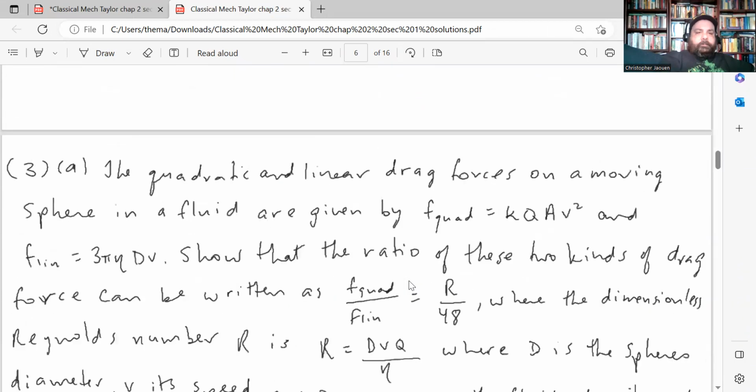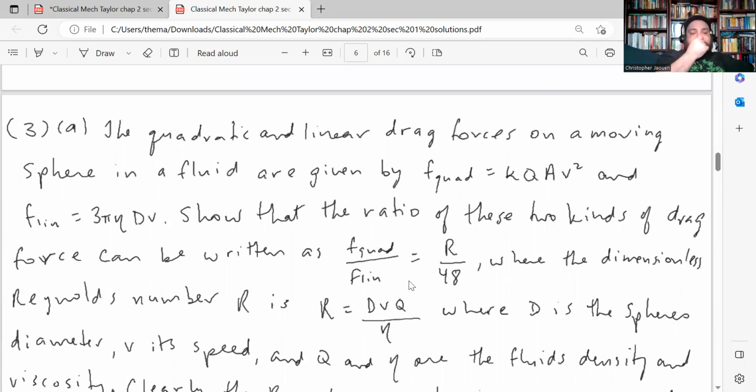All right, question 3, part A. These problems actually take longer to read than they do to solve. But part A says the quadratic and linear drag forces on a moving sphere in a fluid are given by the quadratic drag force kappa times q times a times v squared, and the linear drag force is 3 pi eta times d times v.